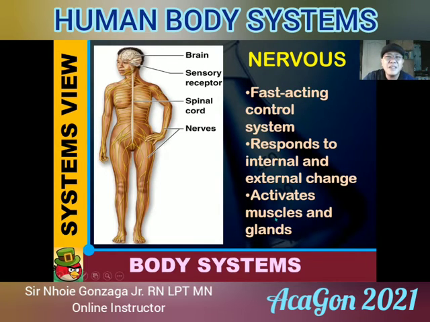Next, it activates muscles and glands. So muscles alone cannot function in itself. It needs nerves to nourish it, to activate it, and to make it functional. So this is your nervous system, which primarily deals with the study of nerves.